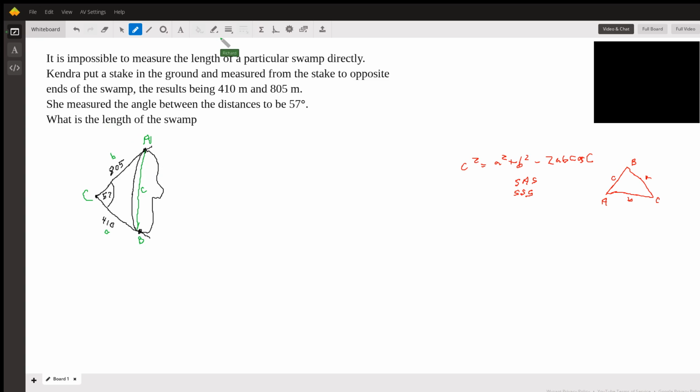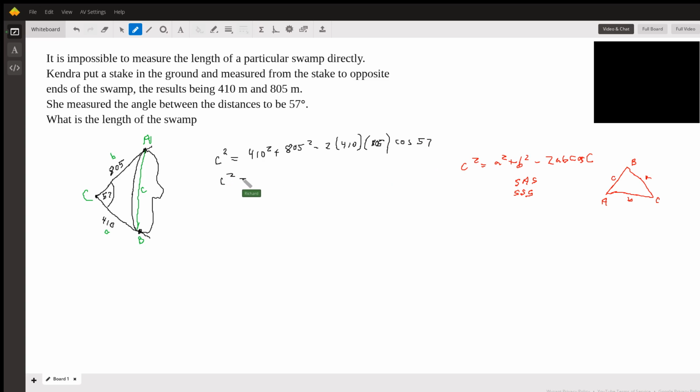So let's go ahead and solve this. And you'll see, very easy. It's mostly just calculator work here, so I'm just going to plug in here. So c squared, which is what we're after, this little c, the side, is going to be a squared, 410 squared, plus b squared, which is 805, minus 2 times 410 times 805 times the cosine of 57.